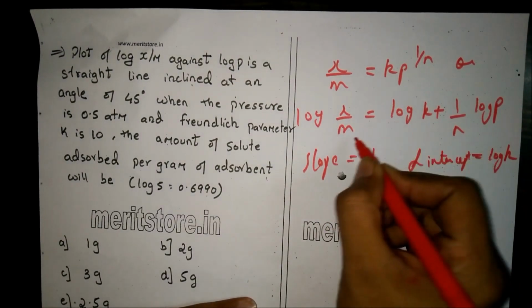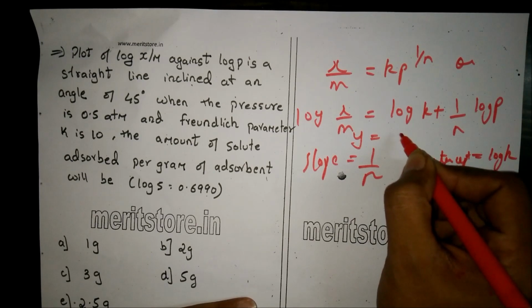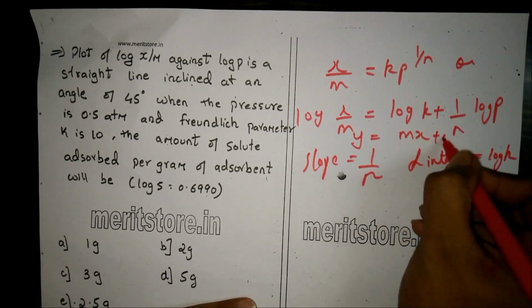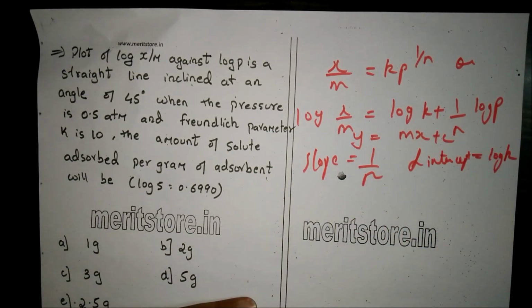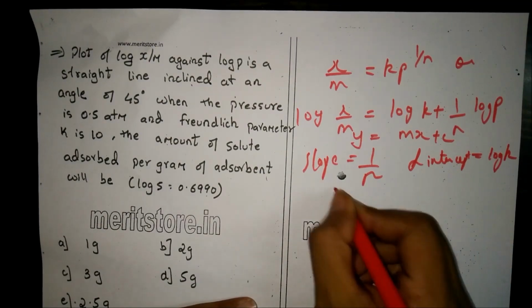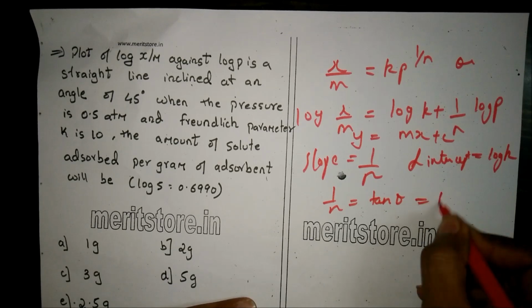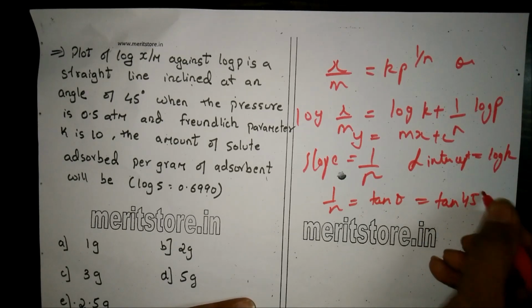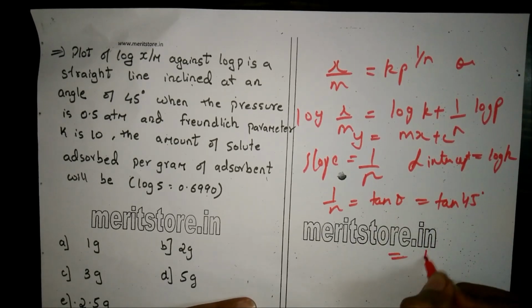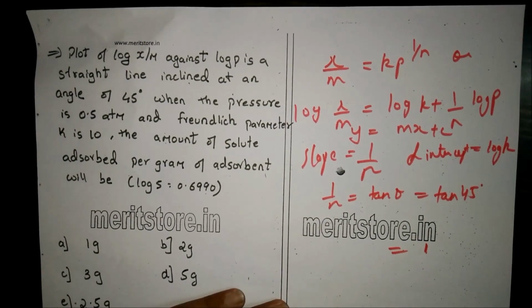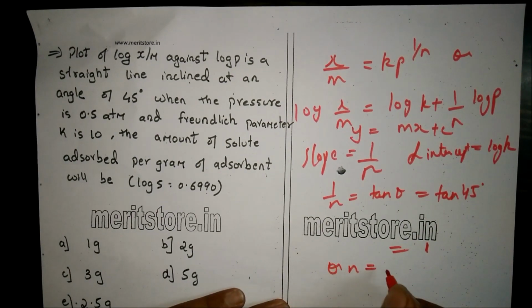Here we compare the equation with y is equal to mx plus c. Therefore, we get the slope and the intercept. Thus, 1 by n is equal to tan theta. Now, we know theta is 45 degrees. Therefore, tan 45 degrees is equal to 1. So n is equal to 1.